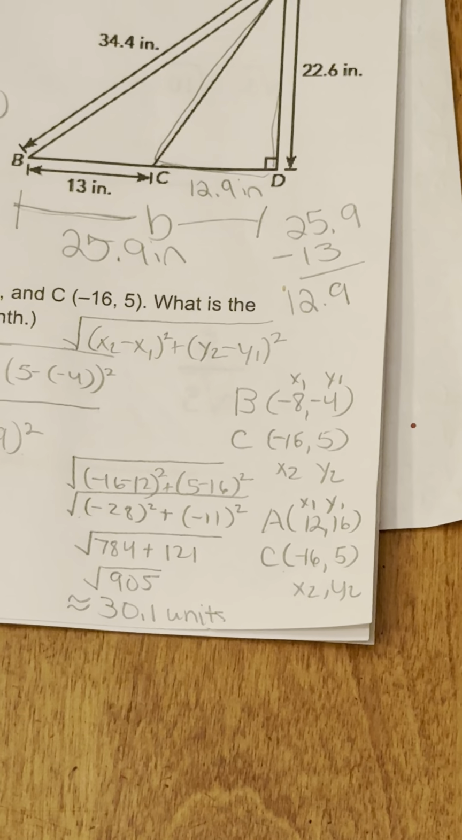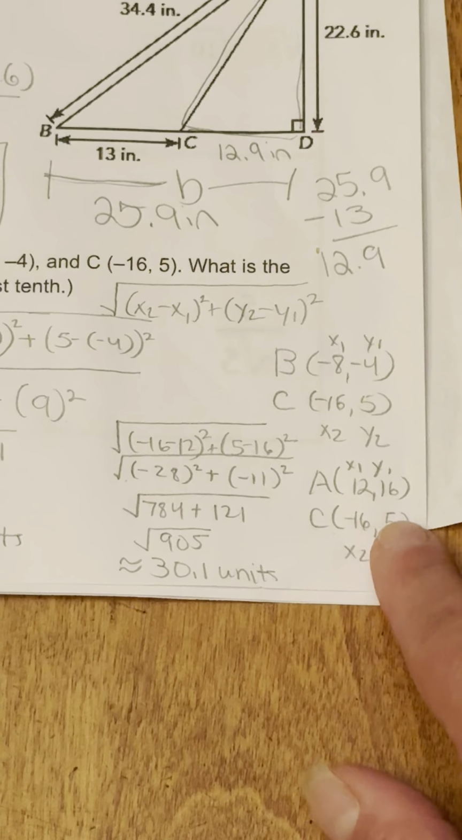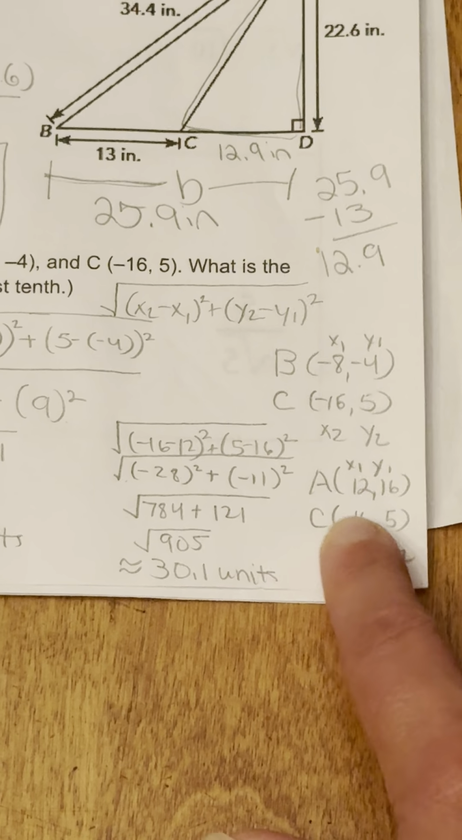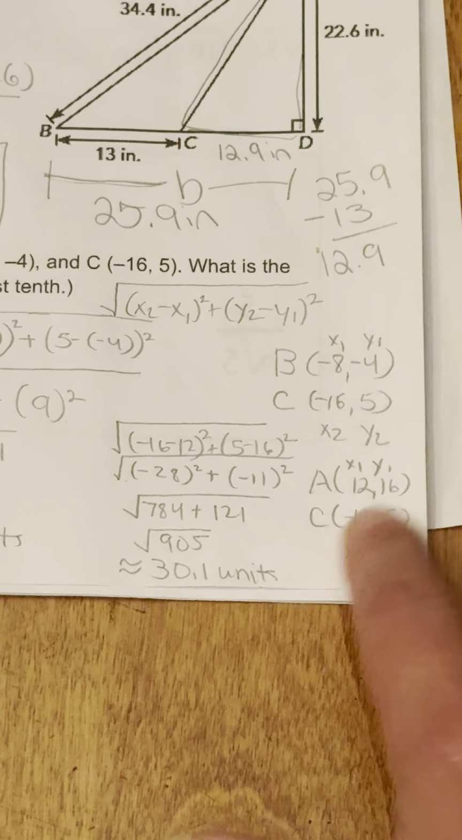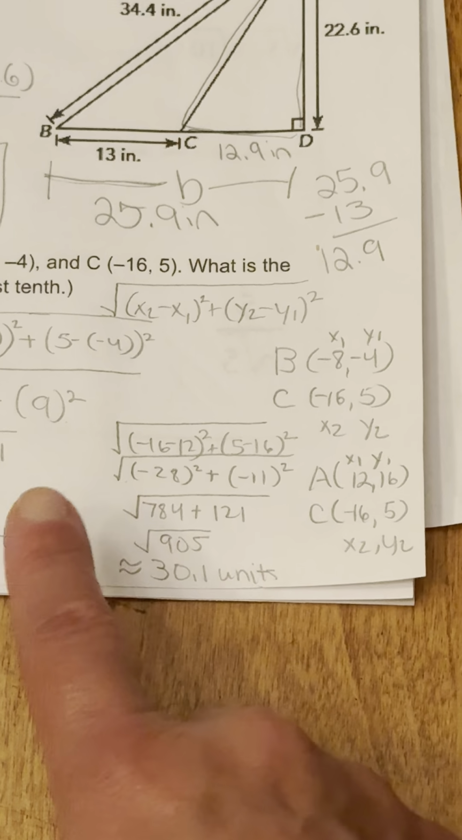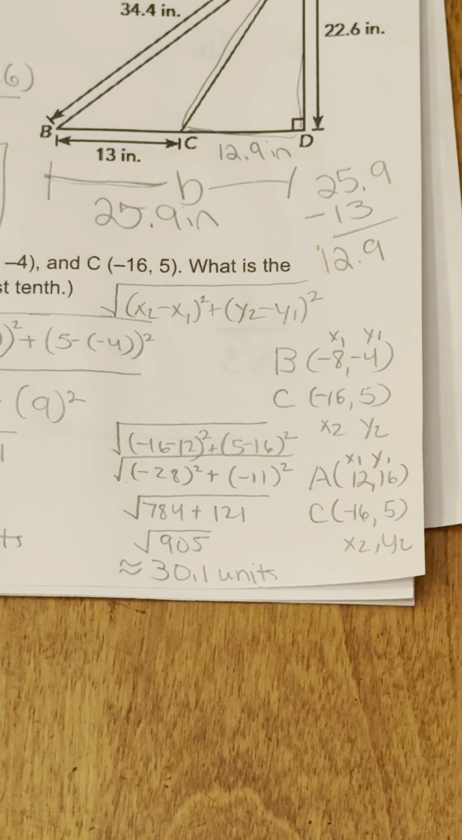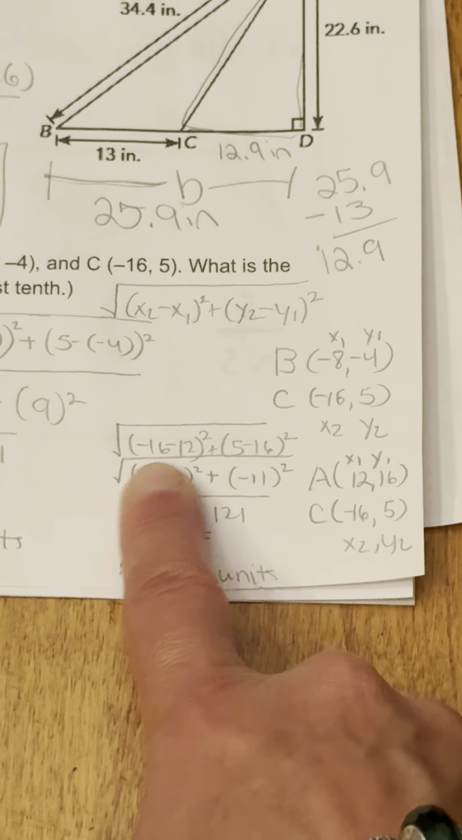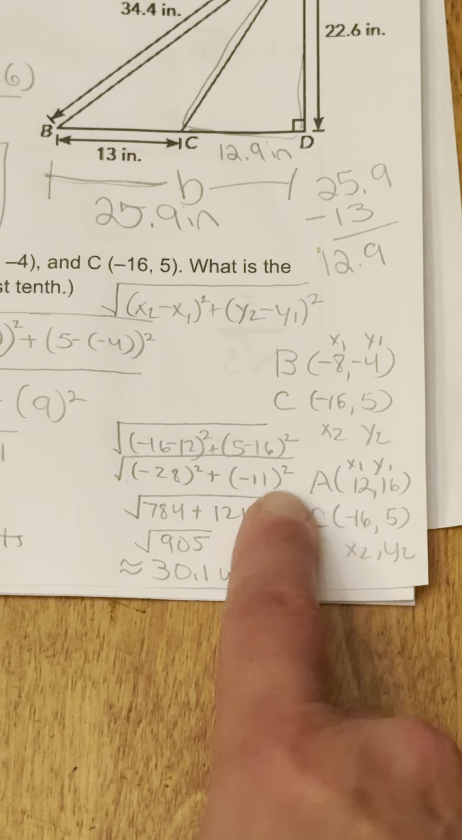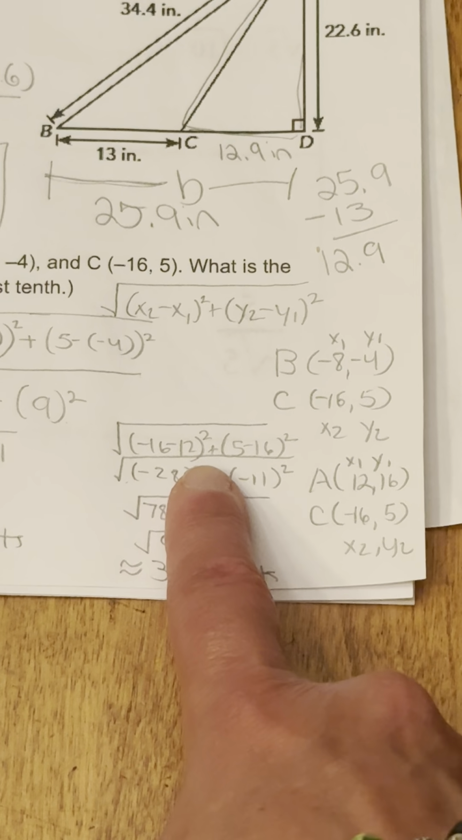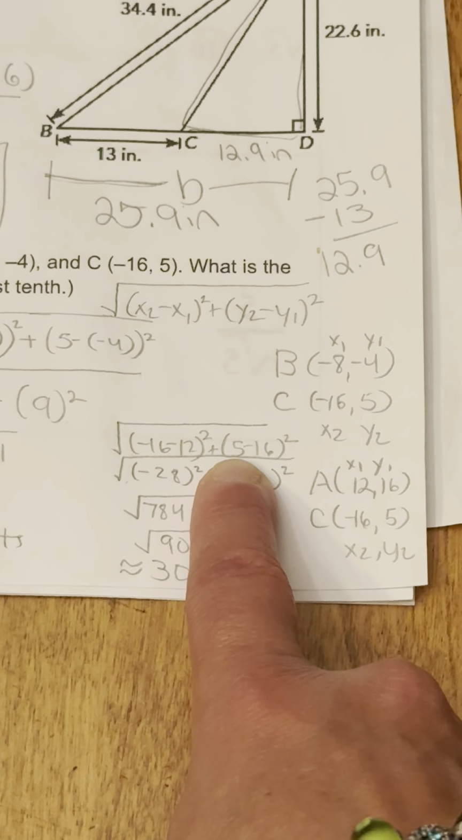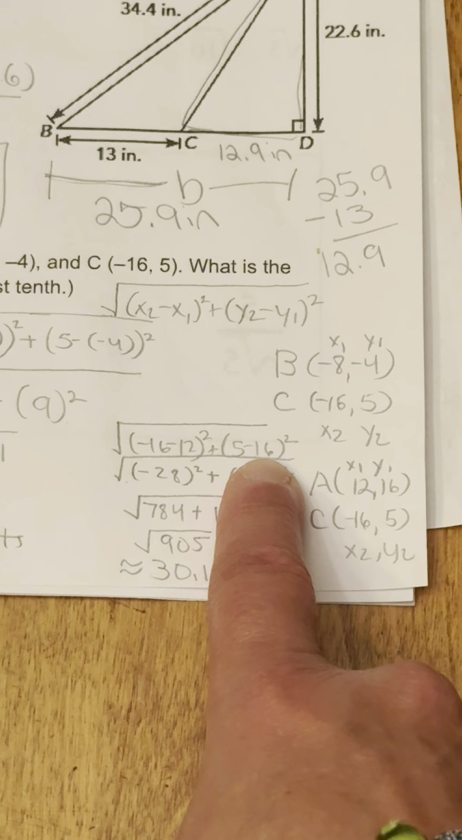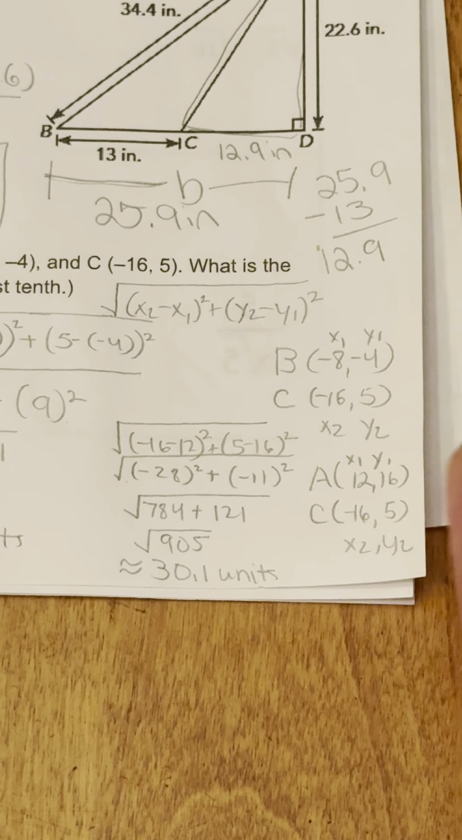All right, for the last one, I took this set of coordinates, so A to C, and I used these as my 1s and these as my 2s, plugging them into the equation one more final time so I could find the distance between A and C. So I plugged in -16 minus the 12, that's your x2 minus x1, and square that. Then you're going to do your y2 minus your y1, and square that. Again, that's these two numbers.